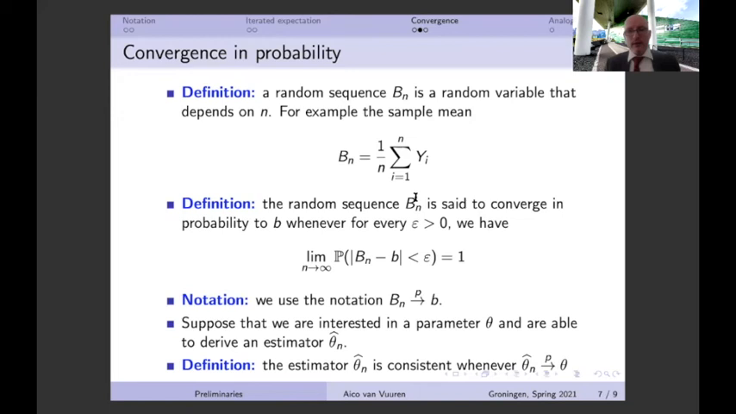Let's give an example. Suppose that we are going to look at 1 over n. We do know that that converges to 0. So suppose that somebody says, well, I would like to have that epsilon is equal to 1 over 100. So the difference should be smaller than 1 over 100.